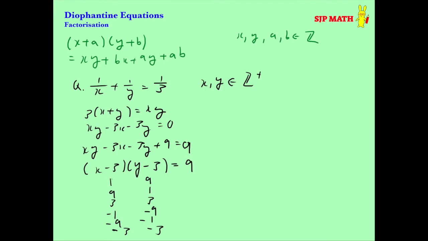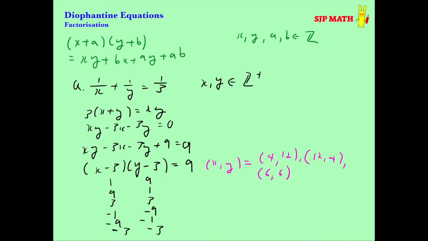So here x minus 3 is equal to 1, y minus 3 is equal to 9, so I'll just write the solutions down in another color. x, y is equal to 4, 12. And then if x minus 3 is equal to 9 and y minus 3 is equal to 1, then it's this. And if x minus 3 is equal to 3 and y minus 3 is equal to 3, then they'll be equal to 6 and 6.